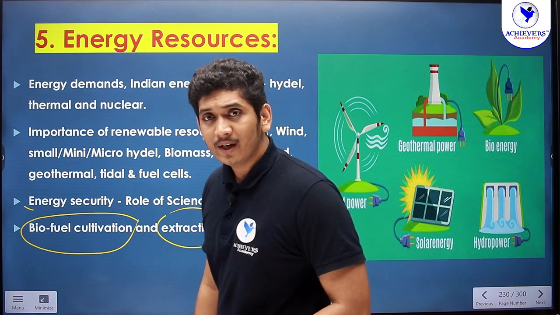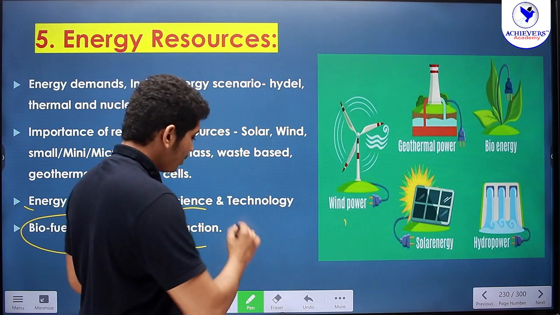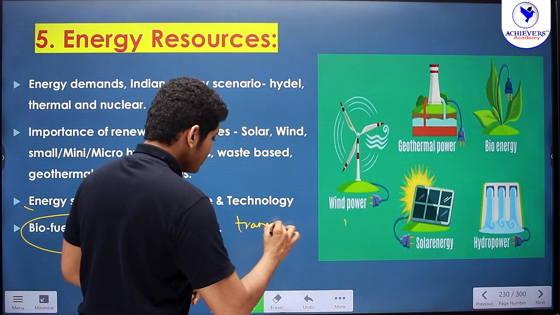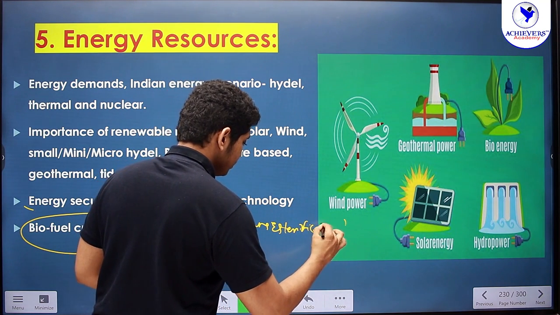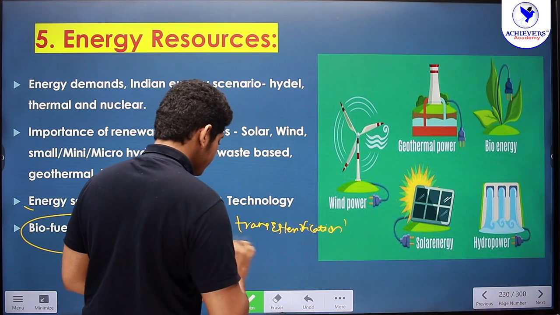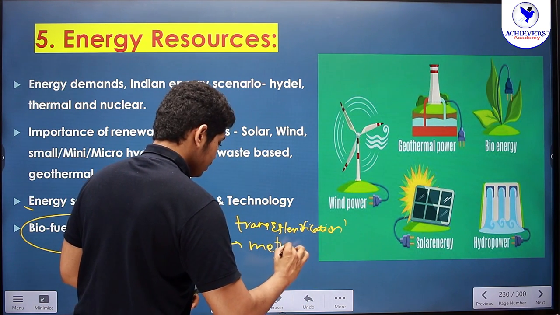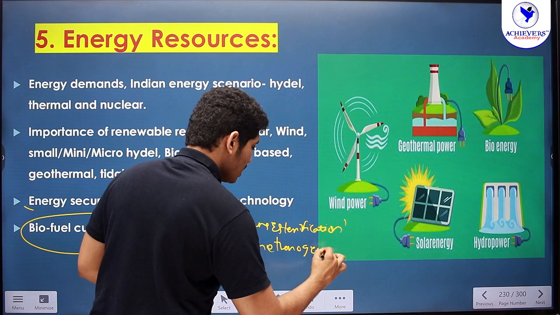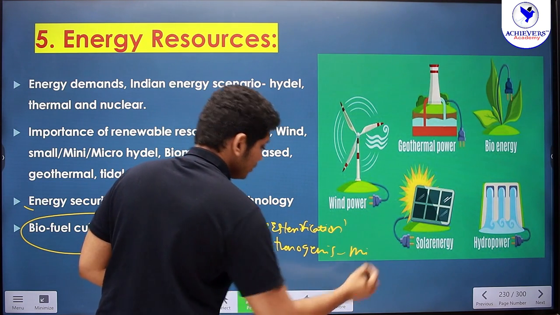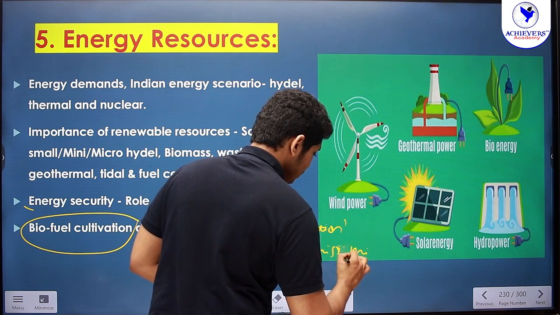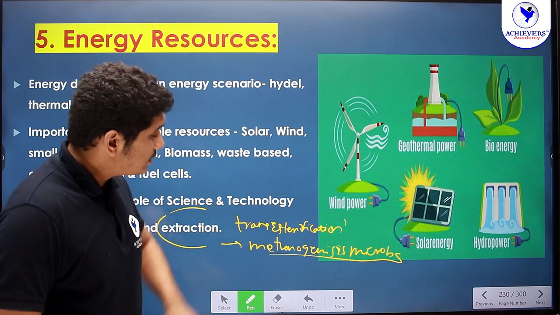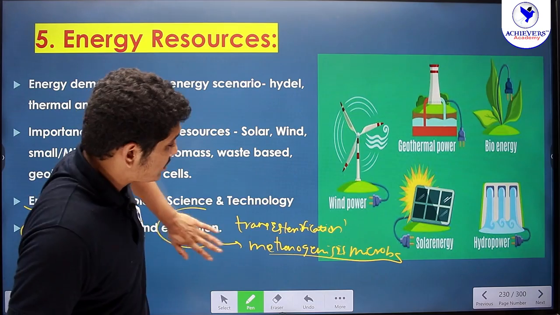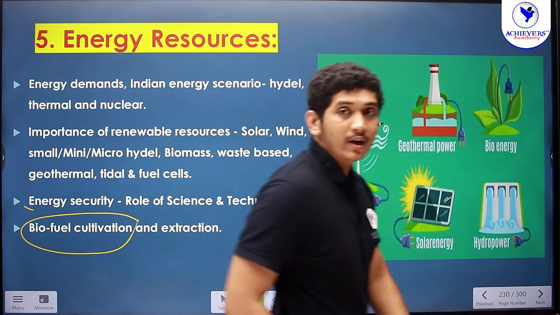we will go to complex terms like saccharification, transesterification. What are those? Transesterification, methanogenesis, like using microbes for producing biofuel. All these types of technologies I will be discussing here. Okay, hopefully you are getting that.